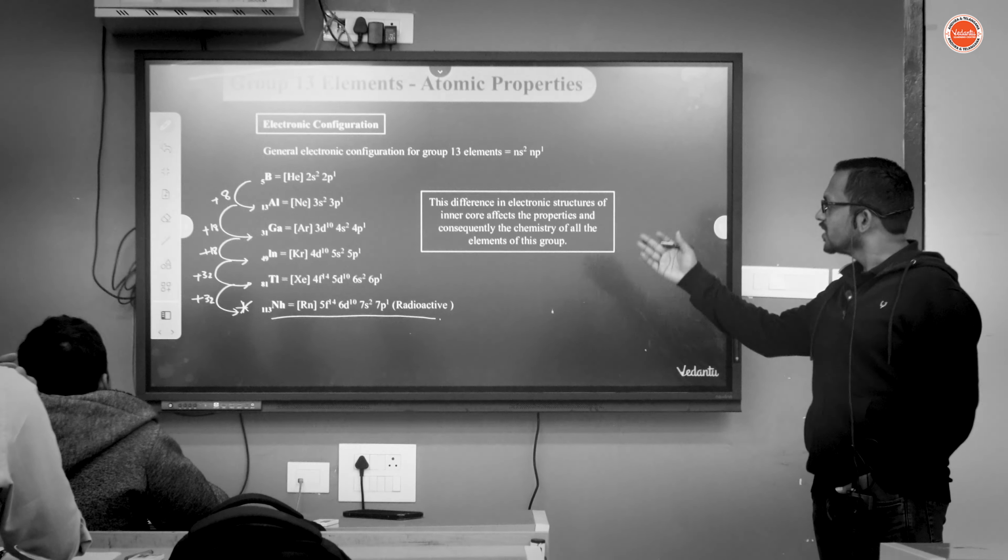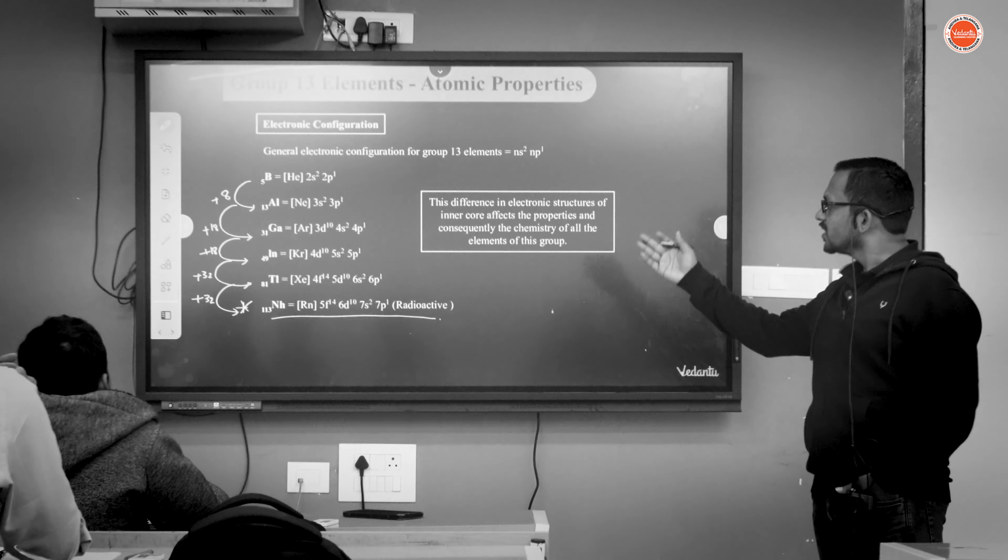So this is called as what? Lanthanide contraction. So if the poor shielding effect is due to the d10, that is called d contraction. If it is due to the f14, that is called as what? Lanthanide contraction. So thallium is having which kind of contraction? Lanthanide contraction. As a result, what happens?